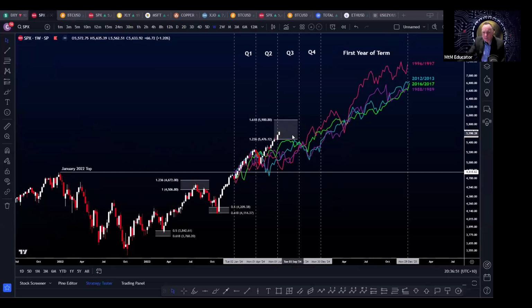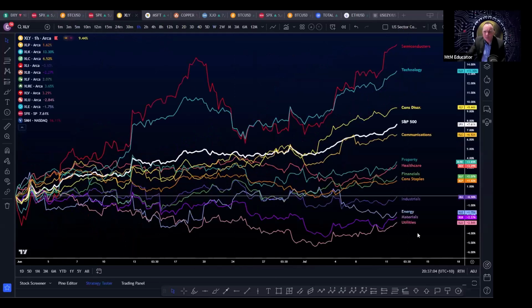And I'm waiting for this to roll over. But if we start to see money flowing into the large, medium, and small caps, we could get a further, more sustainable run here.